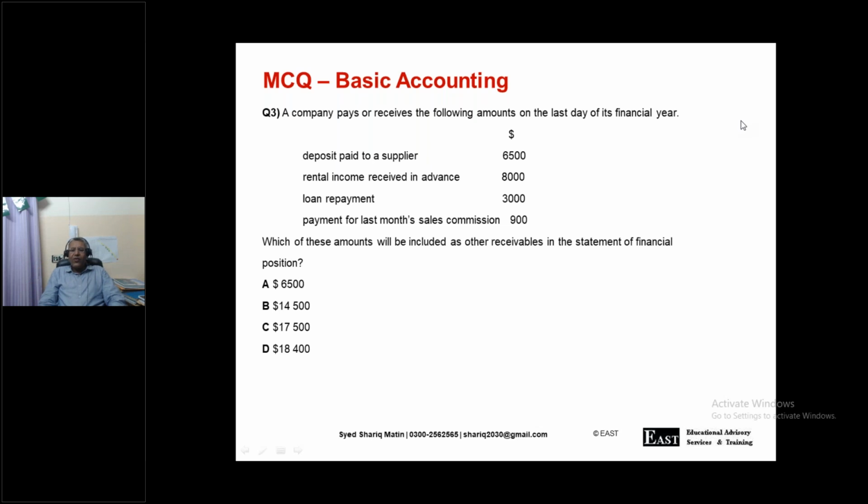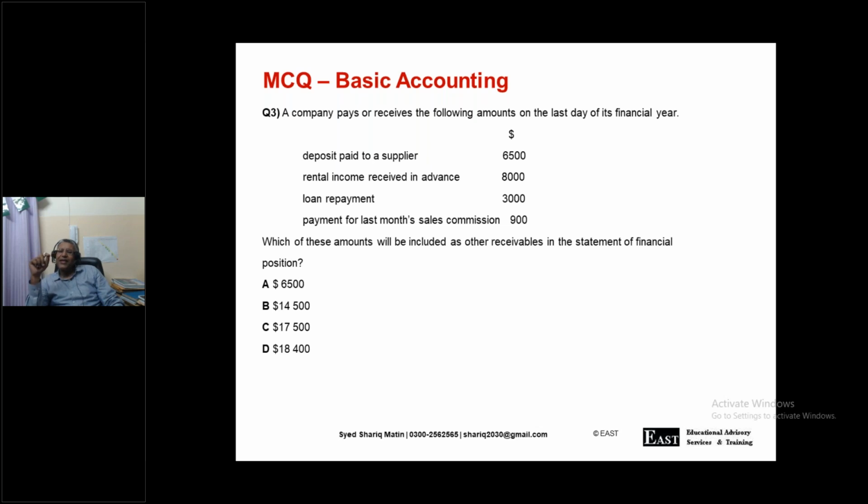Okay, we go one by one. Leave the first one. Second is a liability. Do we agree upon that? You received income in advance, so income in advance is a liability. Repayment of loan is a decrease in liability, right? Commission of last month paid is another decrease in liability. You're paying off your liability.